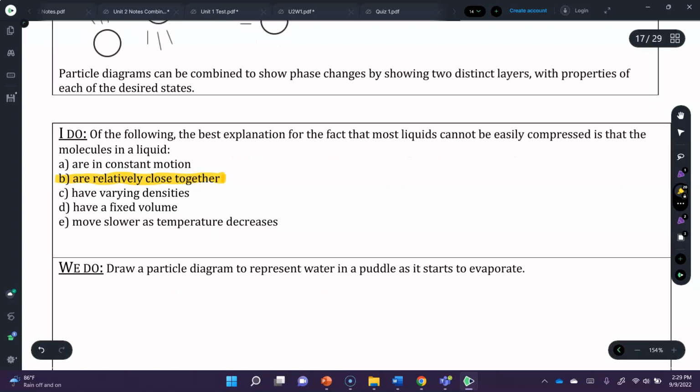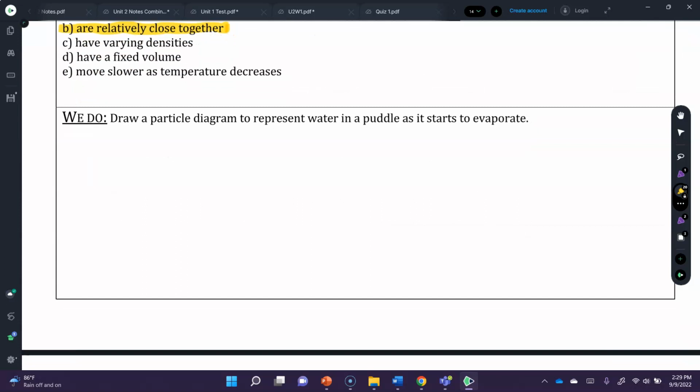So now in the particle diagram, I want you to pause the video and draw a puddle of water as it starts to evaporate. So consider the two phases if it's evaporating, it's two phases, phase change, that are going to be present, and how you would represent them differently. So please pause the video and attempt that now.